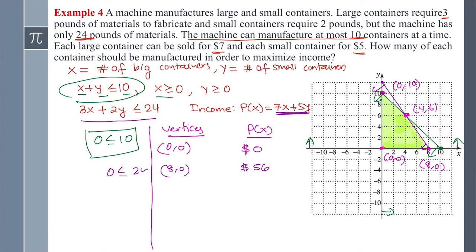And then if we take the next vertex, which is 4 and 6, and plug that in here, 7 times 4 is 28, plus 5 times 6 is 30. When we add that, that gives us 58. And then the last one is 0, 10. If we plug that in, x is 0, y is 10. So that gives us 50.